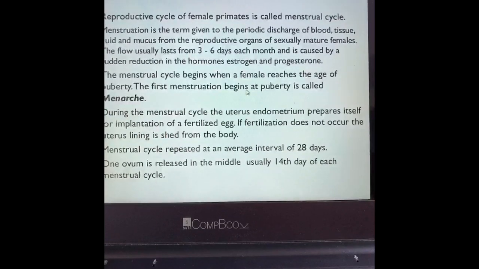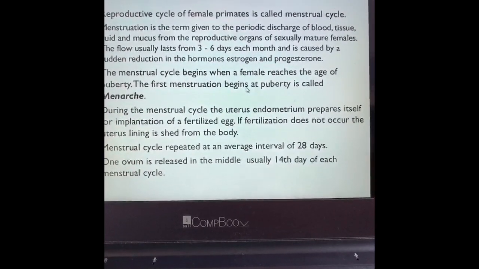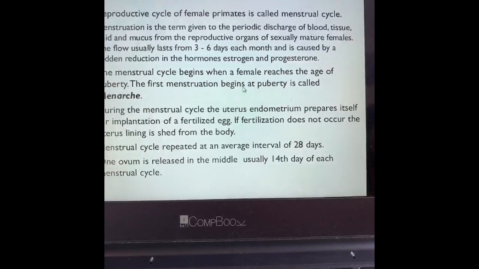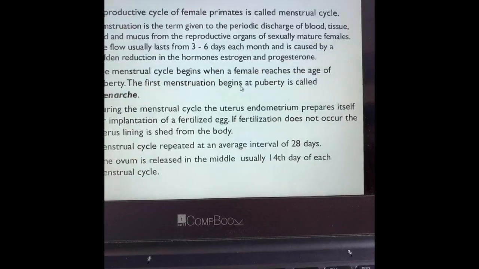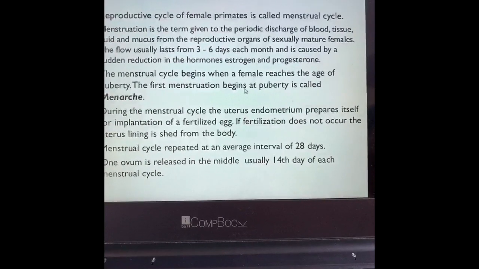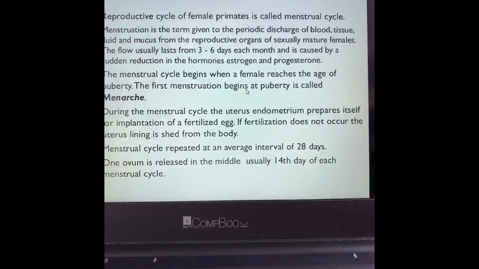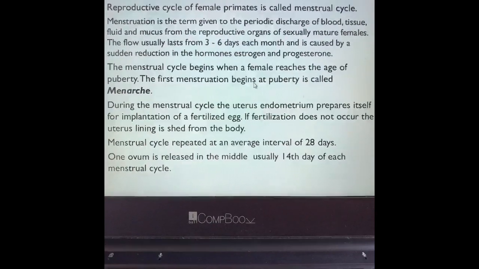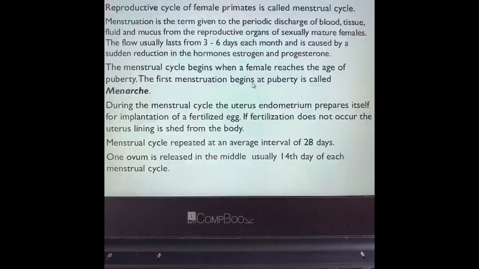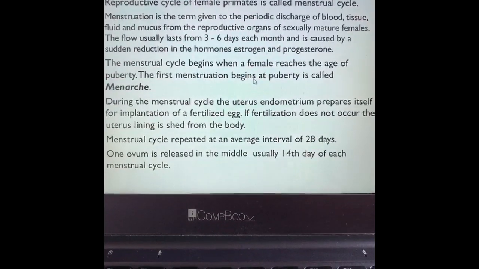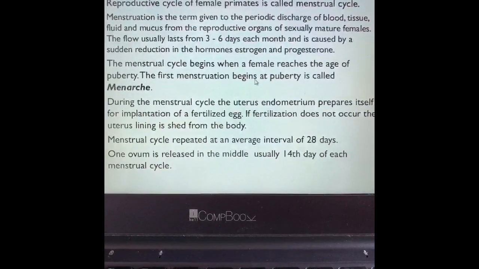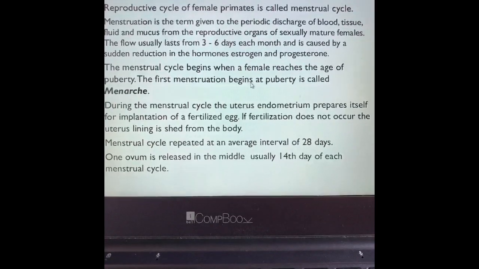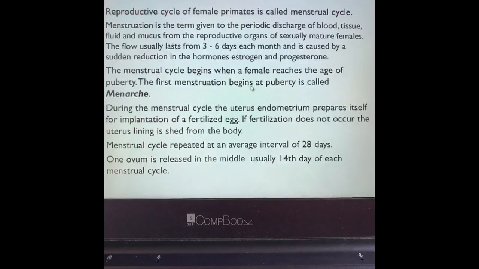The menstrual cycle repeats, as I told you, at an average interval of 28 to 29 days, but it varies from person to person. It is not at all necessary that it will be a fixed cycle. Now, one ovum is released in the middle, usually on the 14th day of each menstrual cycle. Again, depending on the cycle, the 14th or 15th day varies. But generally when we are studying, we keep the cycle at 28 days and ovulation occurring in the middle of the cycle, that is the 14th day.